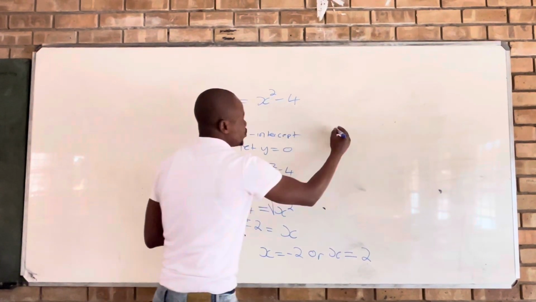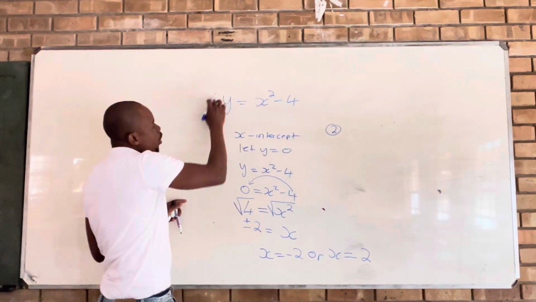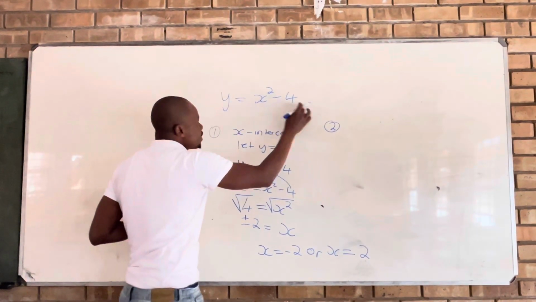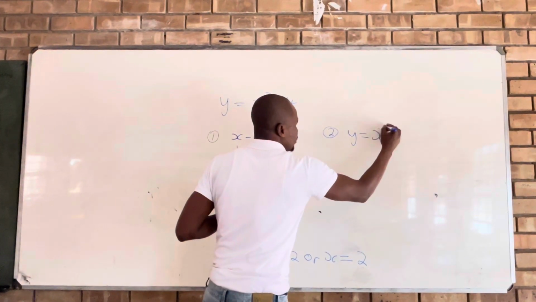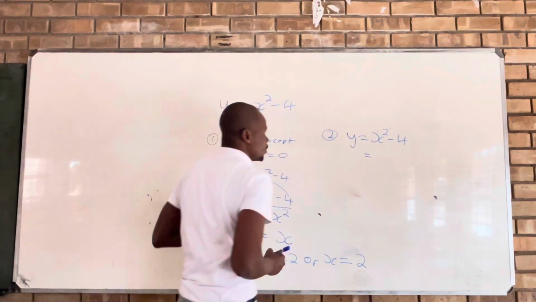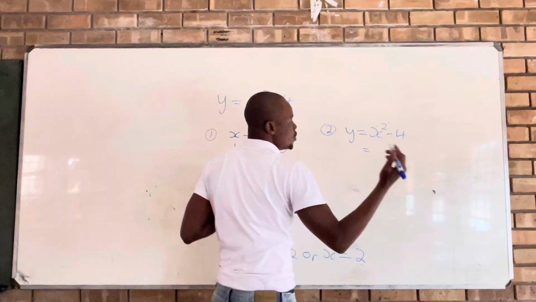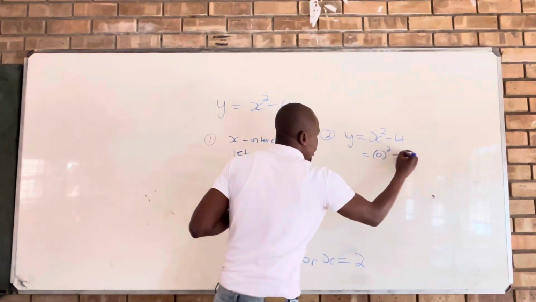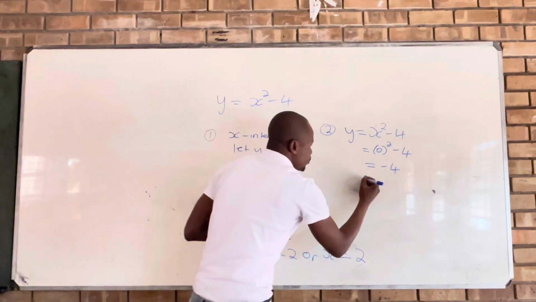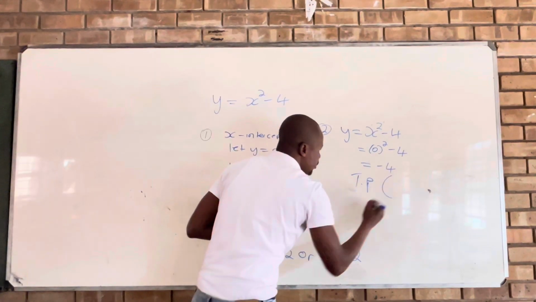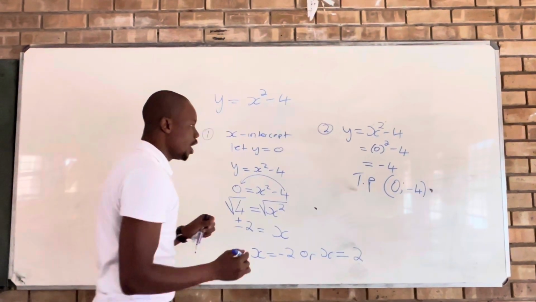Step number 2, you determine the y-intercept. I spoke about this earlier: the y-intercept is the turning point of the graph. Therefore, y equals x squared minus 4. Since you are determining the y-intercept, you need to let x be equal to 0. So this will be 0 squared minus 4, and we get minus 4. So the turning point of the graph is (0, -4).